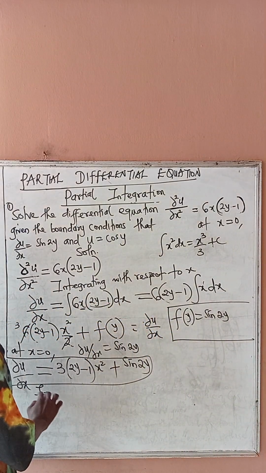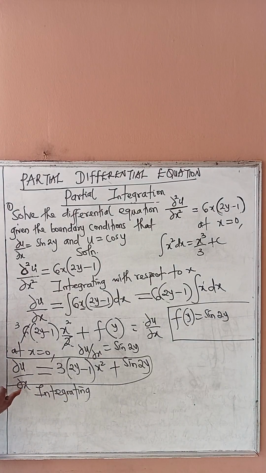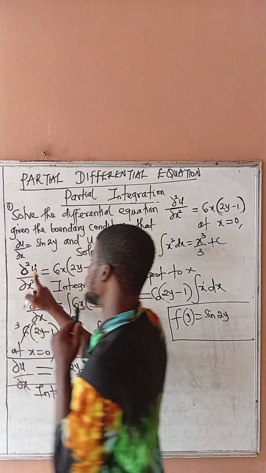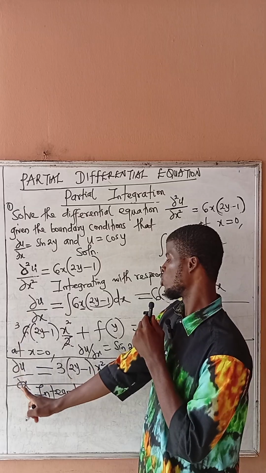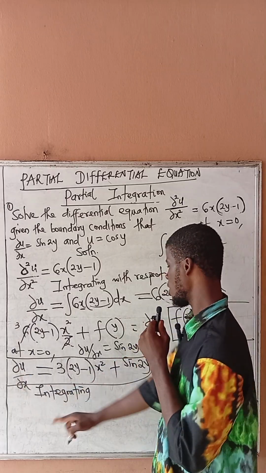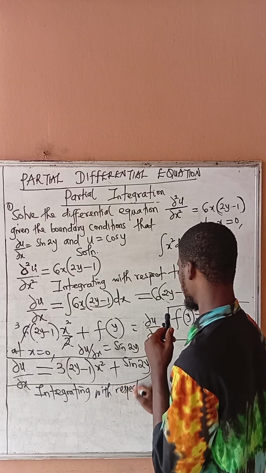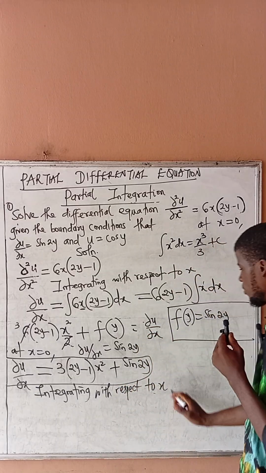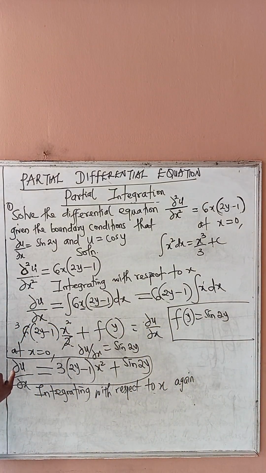I'll say integrating, because I'm having partial x here. This is the second derivative of u with respect to x. That is why we integrated with respect to x, because we have this. So we still have partial u partial x here. I'm going to integrate with respect to x again. And let's see what that will be. If I integrate partial u partial x, I'm going to get u.